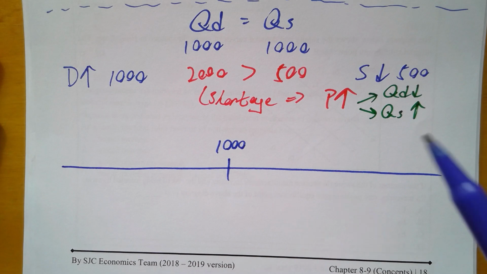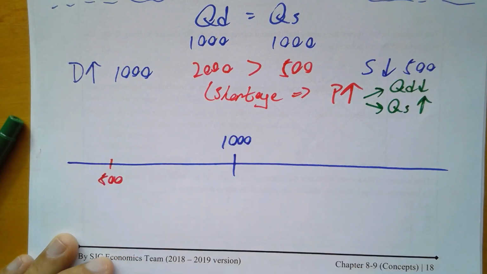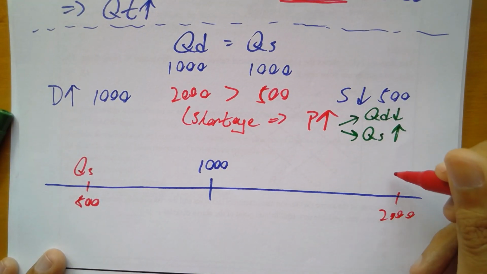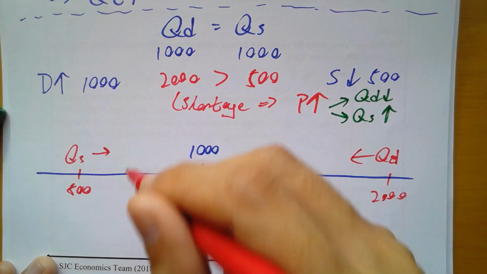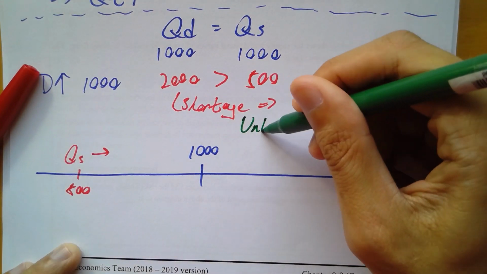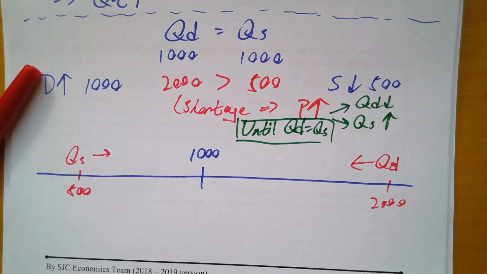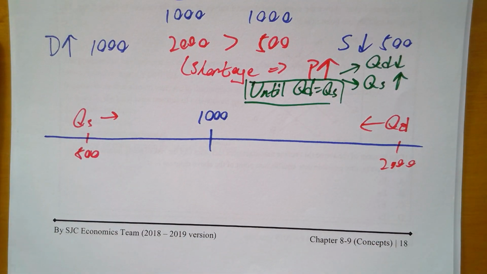Originally, we are at 1000. Now we have 2 points. 500 is our new QS. Another point, 2000, is our QD. When price goes up, naturally QD and QS would walk towards each other until QD equals QS again. But the problem is the law of demand and law of supply only say they will go this way and this way. But they never say who runs faster.